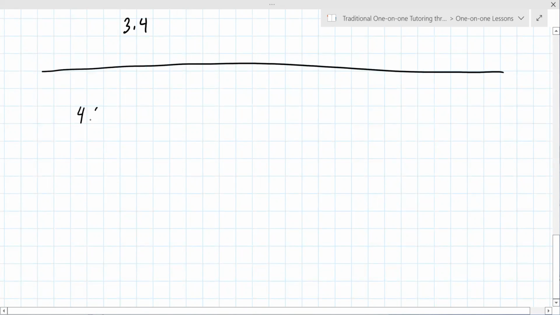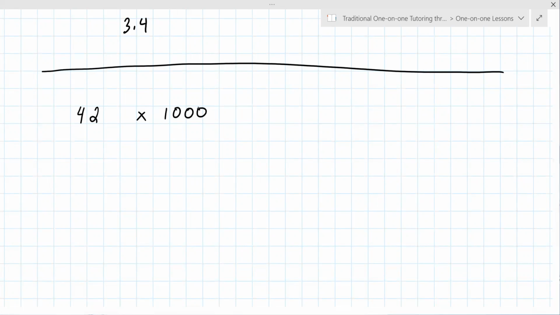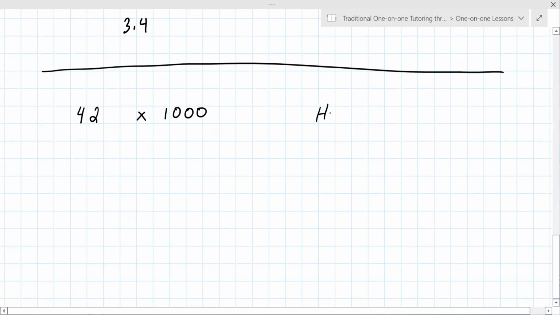But then there's some problems like you were just asking me. Let's say I have 42 and I want you to multiply by 1,000. If I want you to multiply by 1,000, how many zeros are there? 3. Yes, there are 3. So we're going to move the decimal, but where is the decimal? It's right there. But you have to know, Zoe, where that is.